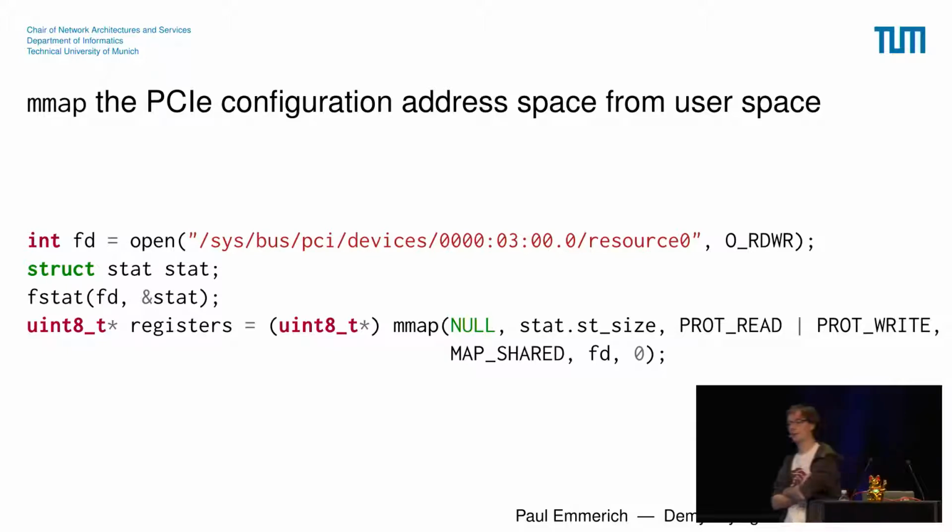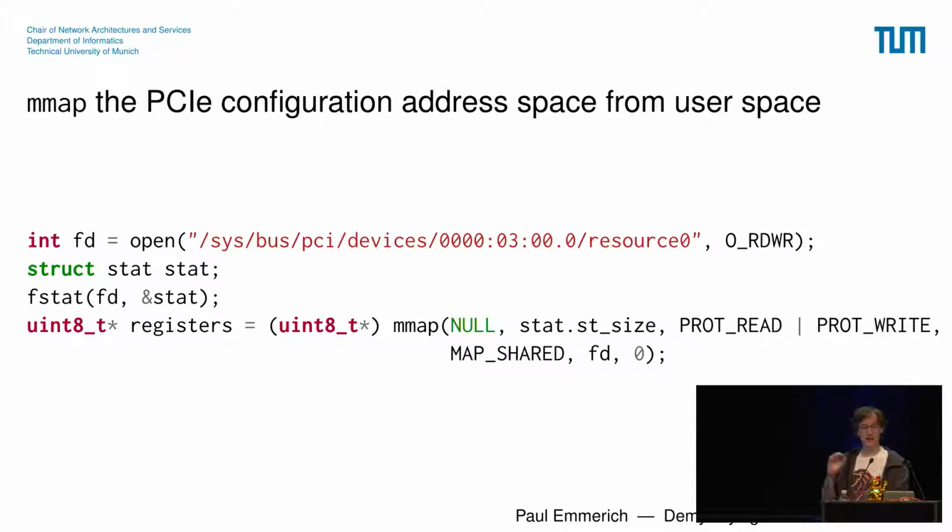Then we write our application. This is written in C. And we just open this magic file in sysfs. And this magic file, we just mmap, it is no magic, just a normal mmap there. But what we get back is a kind of special memory region. This is the memory mapped I/O memory region of the PCI address configuration space.